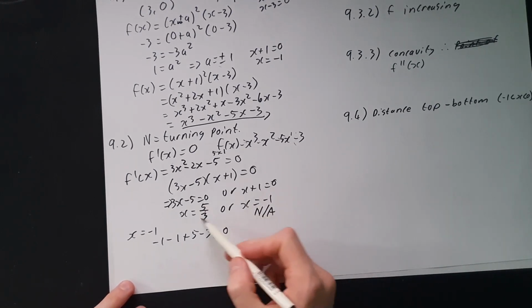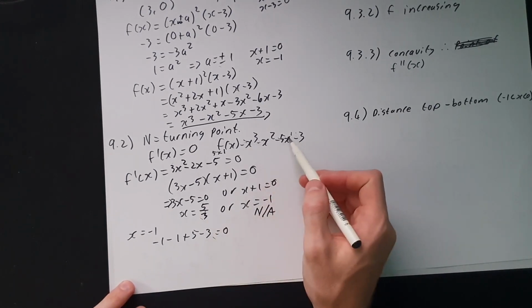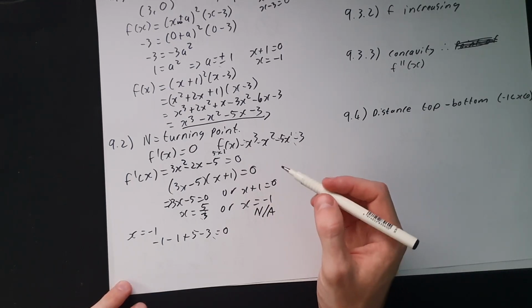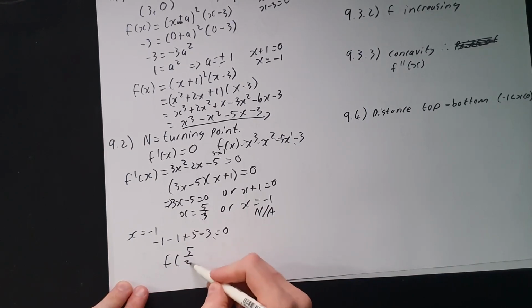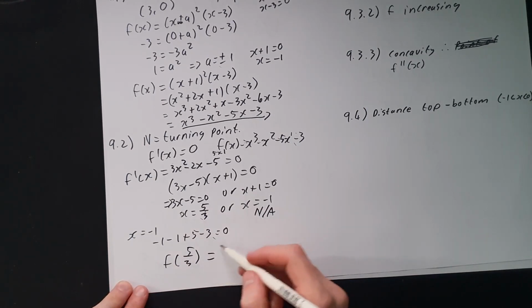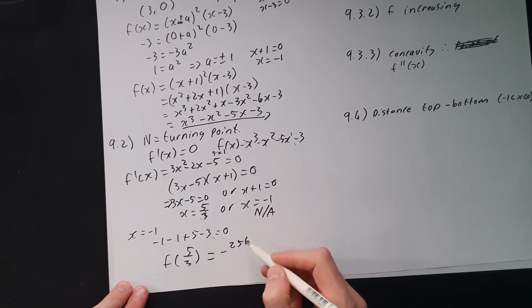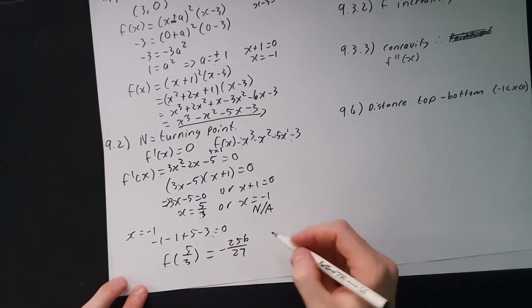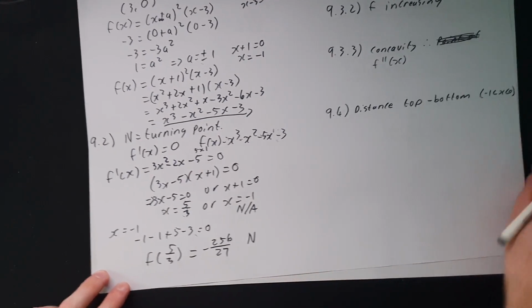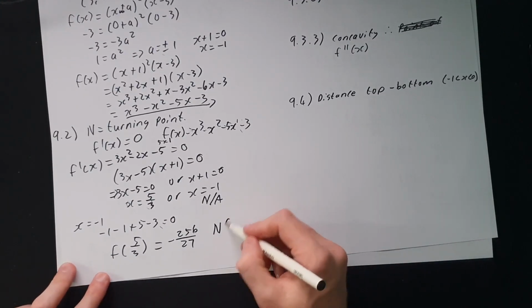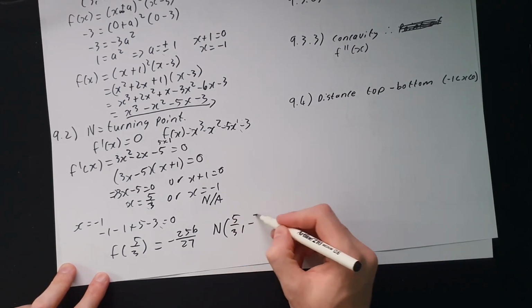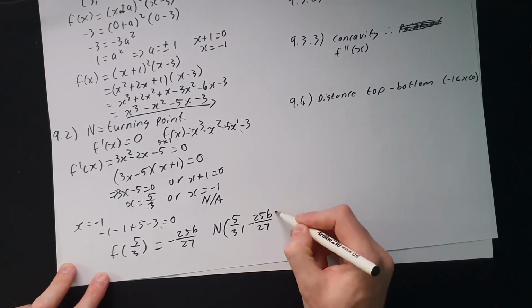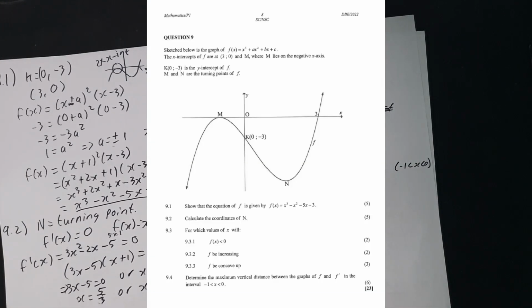Okay, so substituting 5 over 3 back into the function and solving it, you plug that into your calculator, you're going to get a value of, so f of 5 over 3, you then get an answer of negative 256 over 27. Okay, so therefore n's coordinate, please make sure that you do write down the coordinate after it, is 5 over 3 and negative 256 over 27.